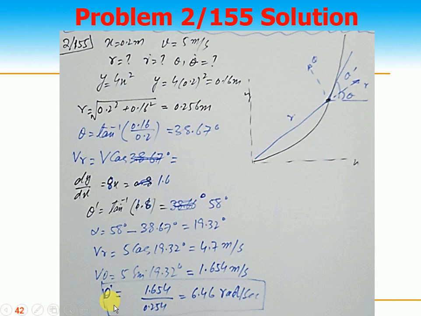Therefore, theta dot can be found out from r theta dot. We have the value of v theta, 1.654, divided by r. So we get the value of 6.46 radian per second.